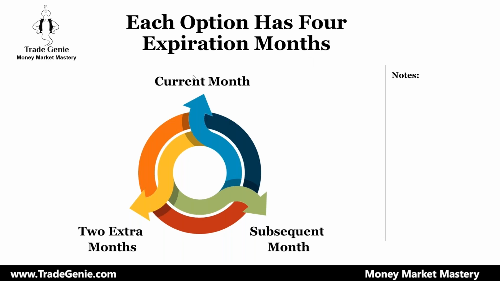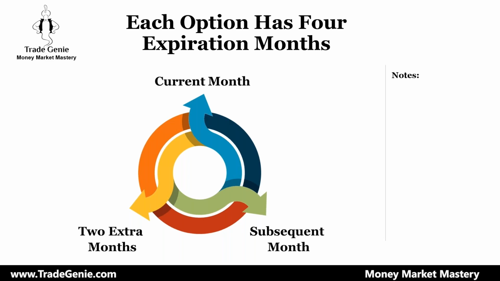One is called the current month, second is called subsequent month, and then they add 2 extra months, so there are 4. So if the current month is August, the subsequent month is September, and then there will be 2 extra months attached to that option chain. So options always have a current month, which is August, and then the subsequent month, which is September. And then there are 2 months attached to the option.